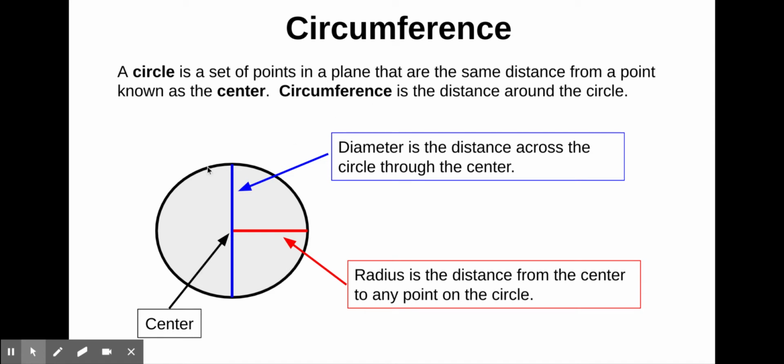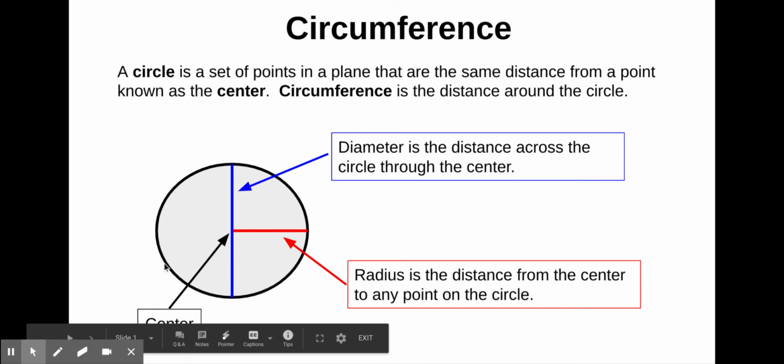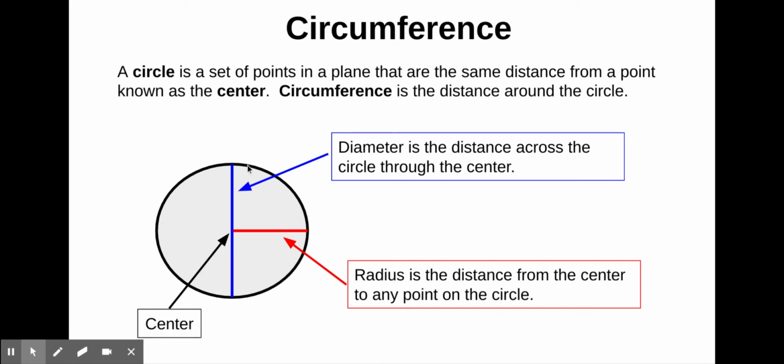So, we're talking about this part right here that goes around the outside of the circle, not the inside of the circle. We're talking circumference, not area. So, circumference is the distance around the circle. Ways that we figure it out: one way is by knowing the diameter or knowing the radius. So if we know either the diameter or the radius, we can figure out the circumference.